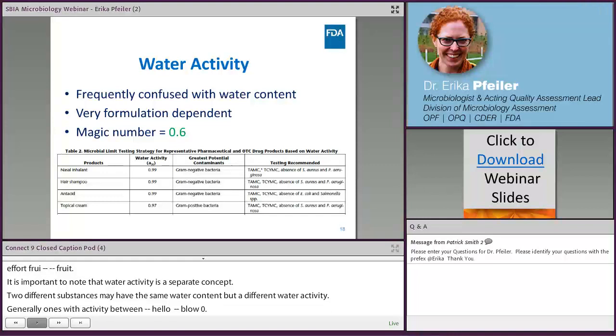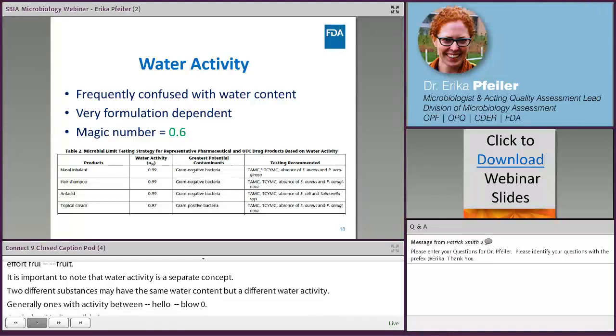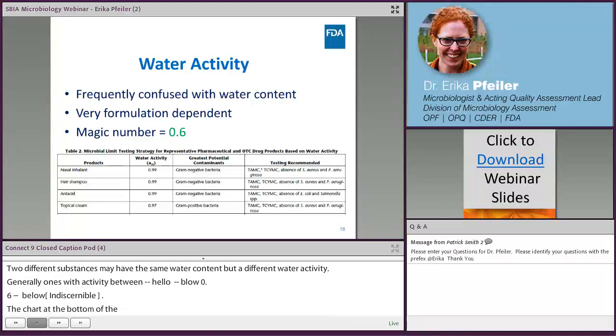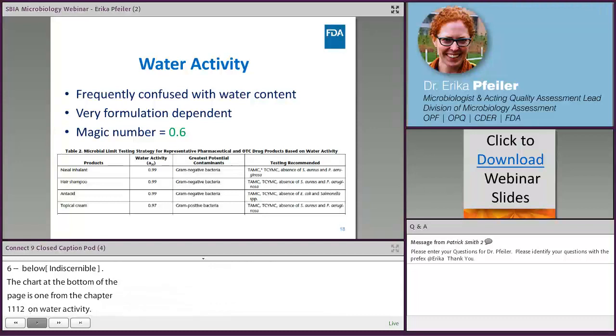On the other hand, many products have a high water activity and must seek other ways to limit microbial proliferation. The chart here at the bottom of the slide is one from USP's very good chapter 1112 on water activity. I've copied a portion that shows some information on products that have high water activities, common contaminants seen in these products, and USP's testing recommendations. There are additional examples in the chapter, and I encourage you to check it out as a resource.